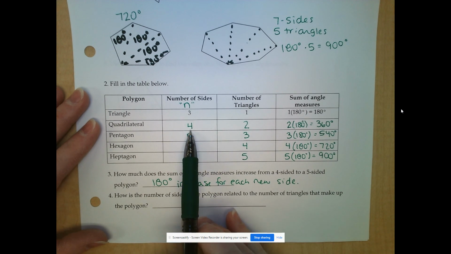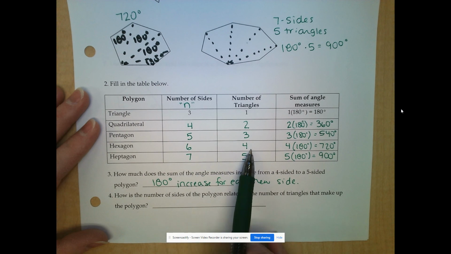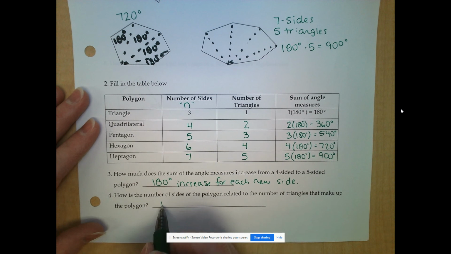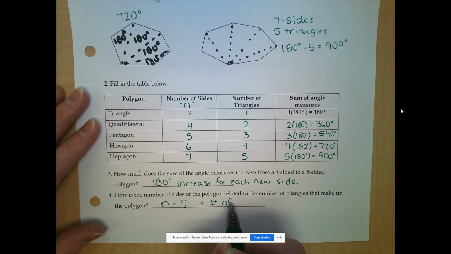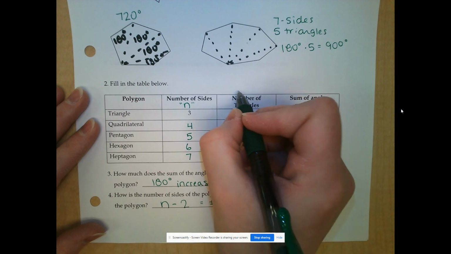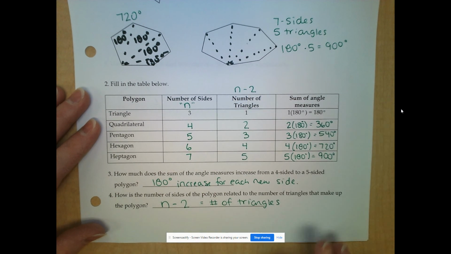How is the number of sides of the polygon related to the number of triangles? So you'll notice 4 sides, 2 triangles, 5 sides, 3 triangles, 6 sides, 4 triangles, 7 sides, 5 triangles. The number of triangles is always 2 less than the number of sides. So n minus 2 equals the number of triangles. So if number of sides is n, number of triangles is n minus 2.